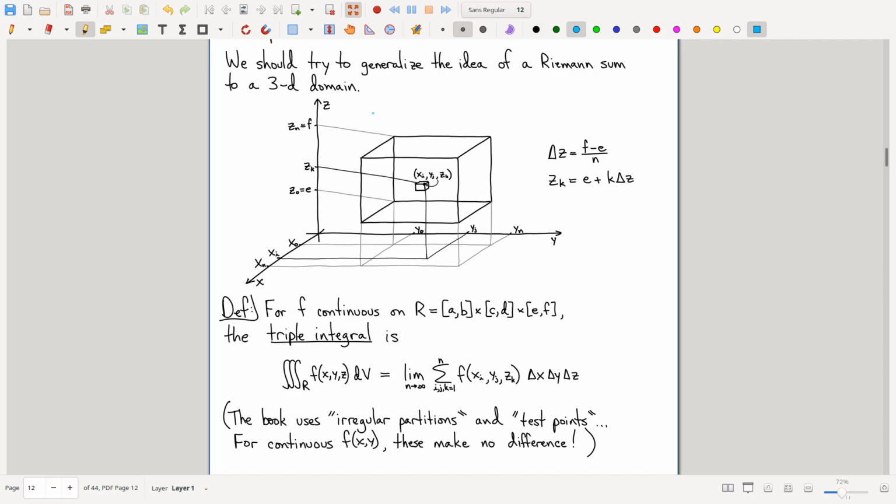Okay, so if we do that, then notice the idea of chop it up, add it up, just turns into this expression right here, right? So I have to add up in three different directions. I've got to add up in the x direction. I've got to add up in the y direction. But I've also got to add up in the z direction. So three indices down here, i, j, and k.